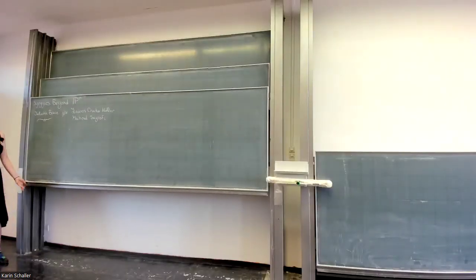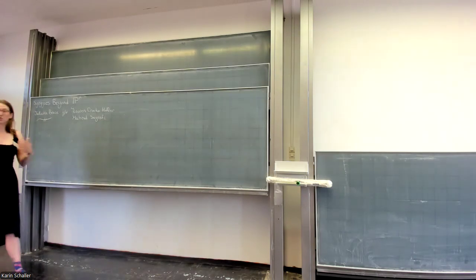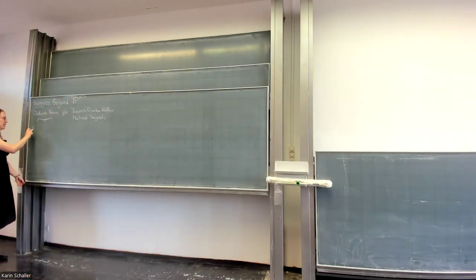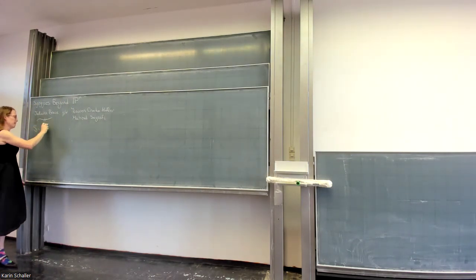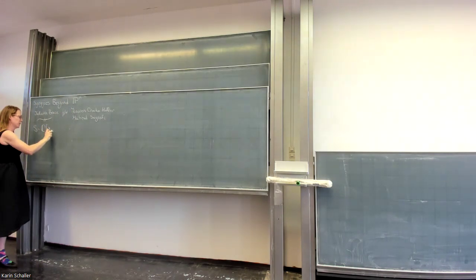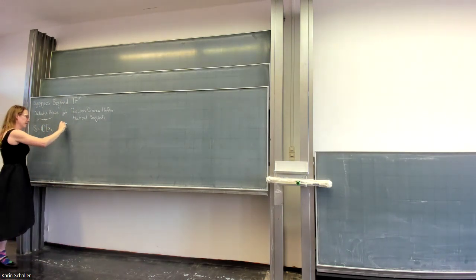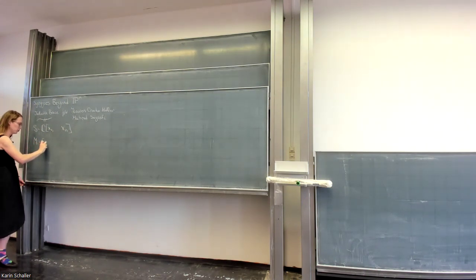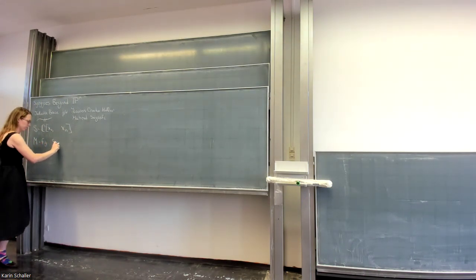So before we move to beyond projective space, let's start out. What do I mean by syzygies on projective space? Throughout this talk, the setup is always going to be that S is some polynomial ring, C adjoined x0 through xn, and M is going to be a finitely generated S-module.